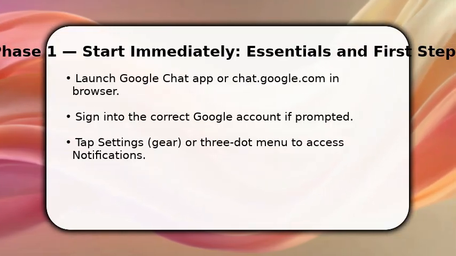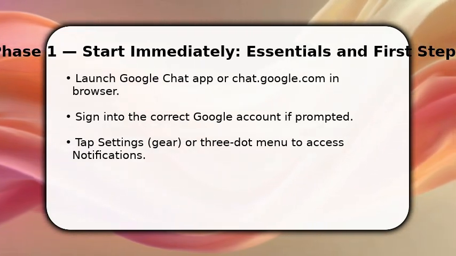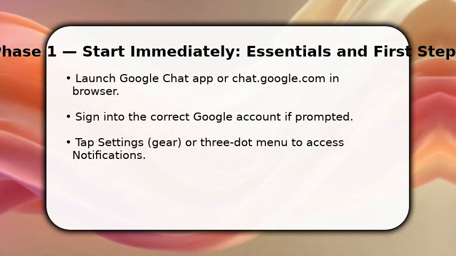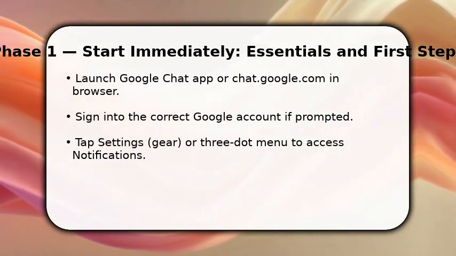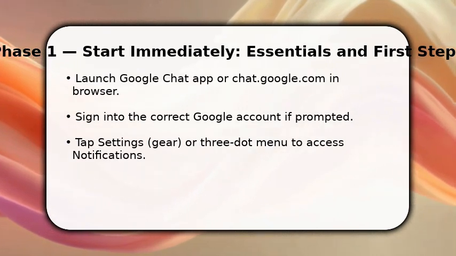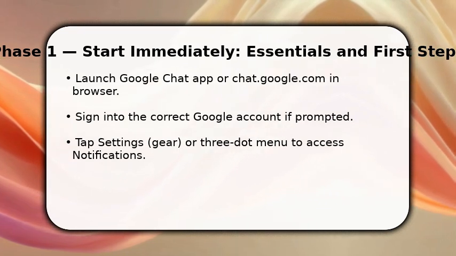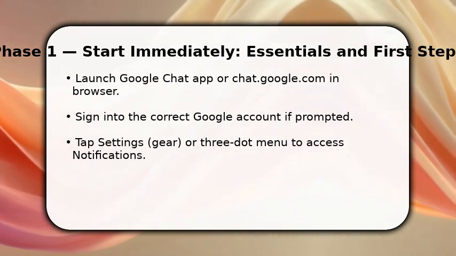You start by opening Google Chat on your device or in a browser and sign into the account you want to change. Once done, navigate straight to Settings via the gear icon or the three-dot menu. This is where notification controls live. Make sure notifications are enabled at the system level first, because app-level changes won't take effect otherwise.